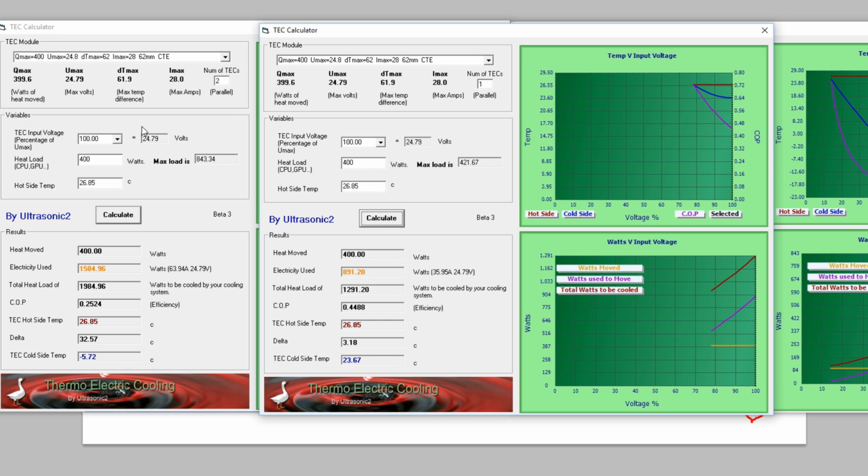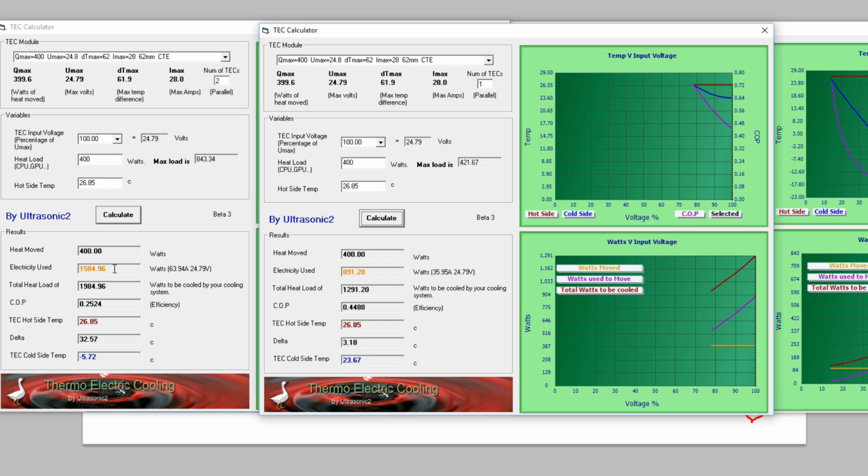But with twice as many TECs, or 800 Qmax, we can still achieve a 32 degree delta, which is a good thing. We are, however, using an awful lot of electricity. But that's just the example of one TEC versus two TECs. It's effectively increasing the Qmax. When would you want to do it? If you are unable to get enough physical Qmax with one TEC, why not have multiple ones?